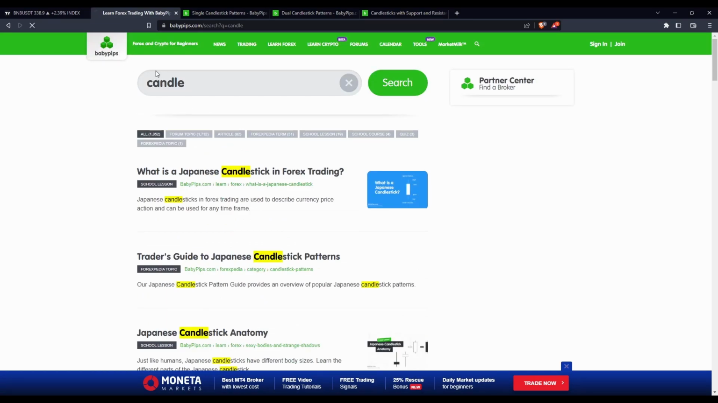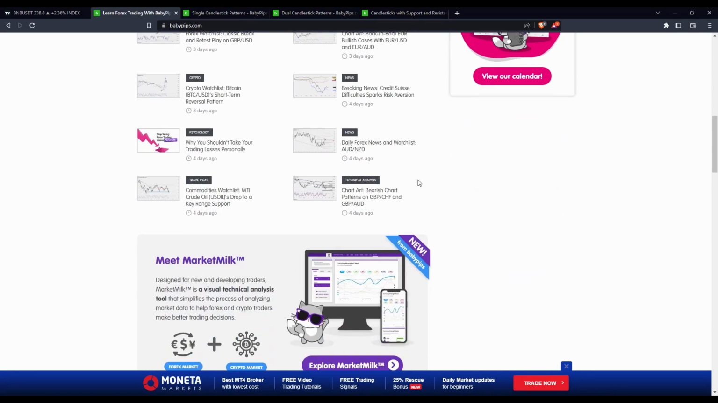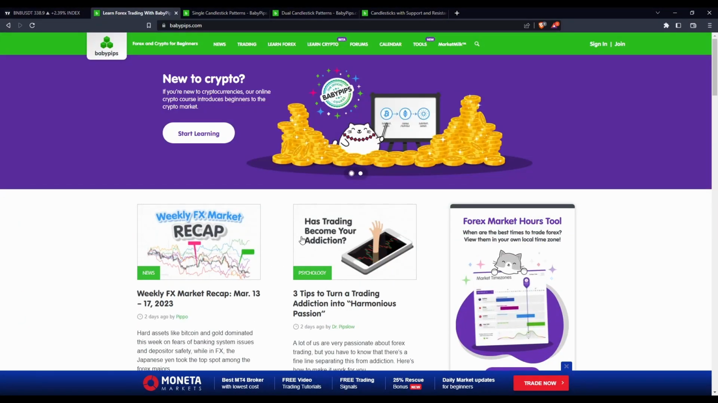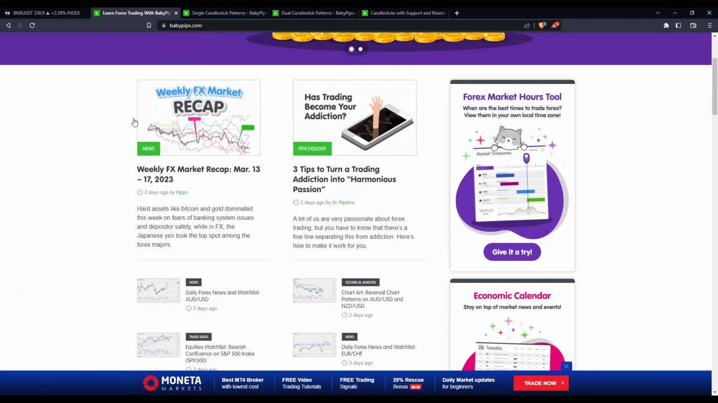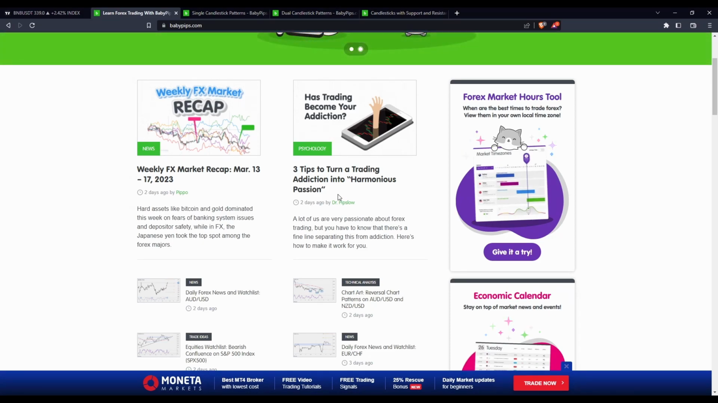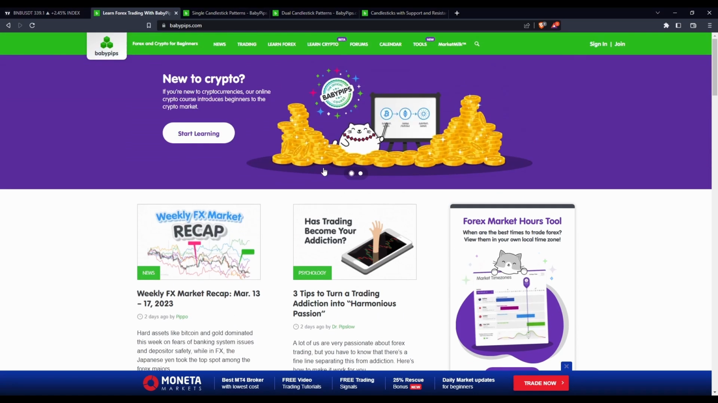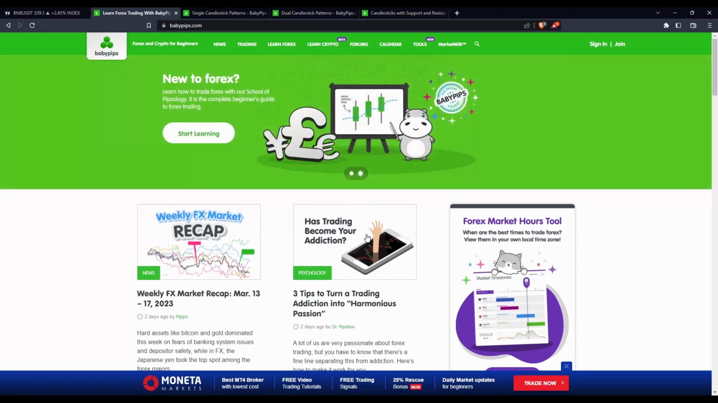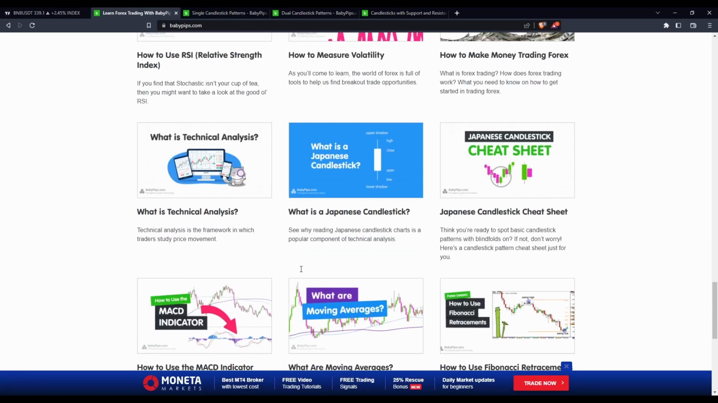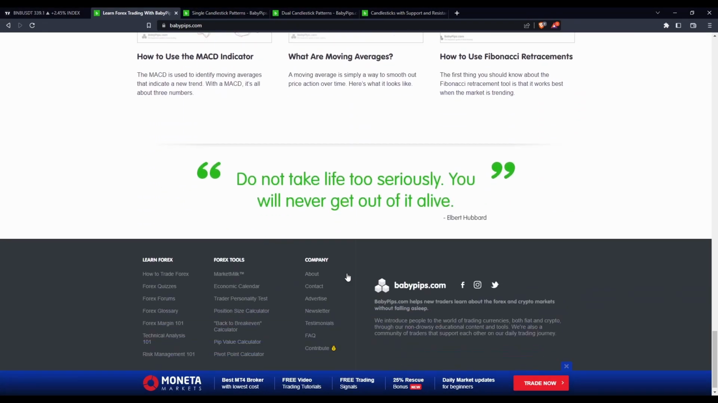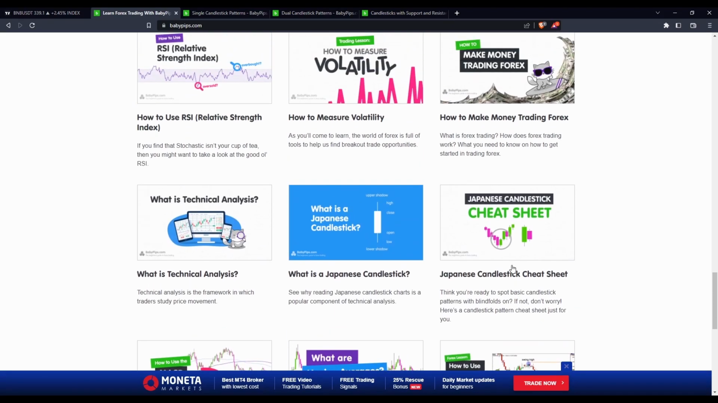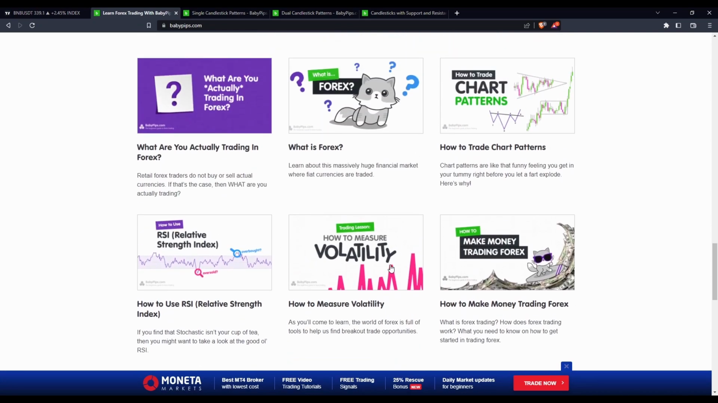So babypips.com is a website that I don't use personally to this day because it's very beginner-level stuff. When a friend of mine told me about BabyPips, I was already above the level of trading that BabyPips could give me information on. It's basically a website that gets traders to learn the absolute basics before they get into trading, like understanding not just trend lines and moving averages, but how to use Fibonacci retracements, Japanese candlestick cheat sheets, and how to measure volatility.